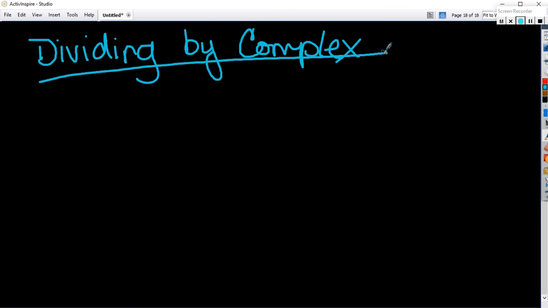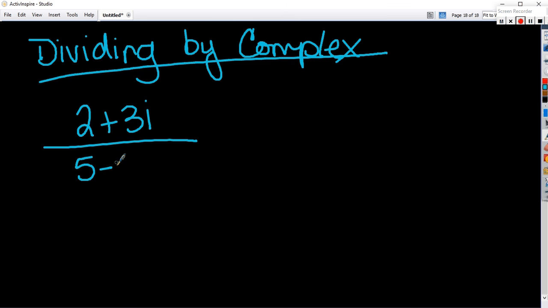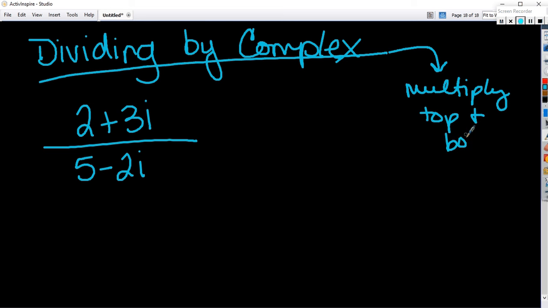So I might have something like 2 plus 3i over 5 minus 2i. I can't have the i in the bottom. But if I just multiply by i this time, it's not going to go away. I have to multiply the top and the bottom. Multiply top and bottom by what we call the conjugate.